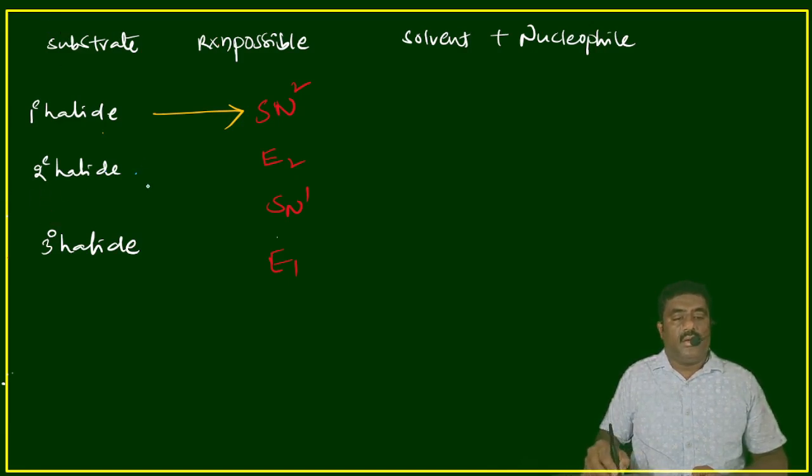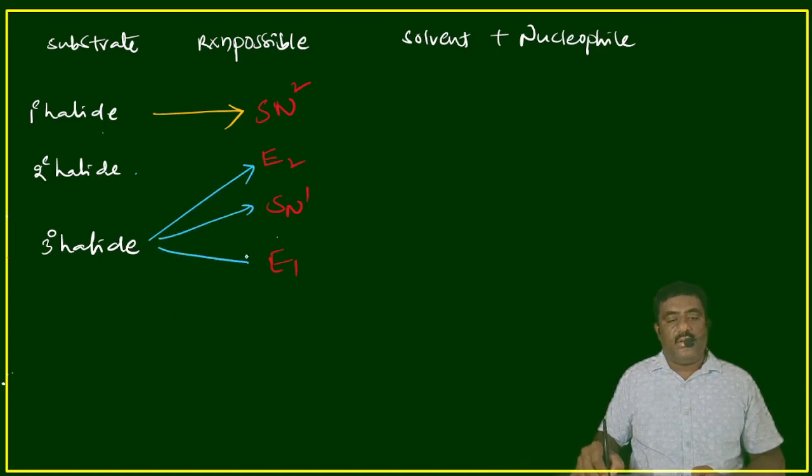Tertiary halide means the remaining 3: E2, SN1 and E1. Look at this tertiary halide. SN2, E2, SN1 and E1.